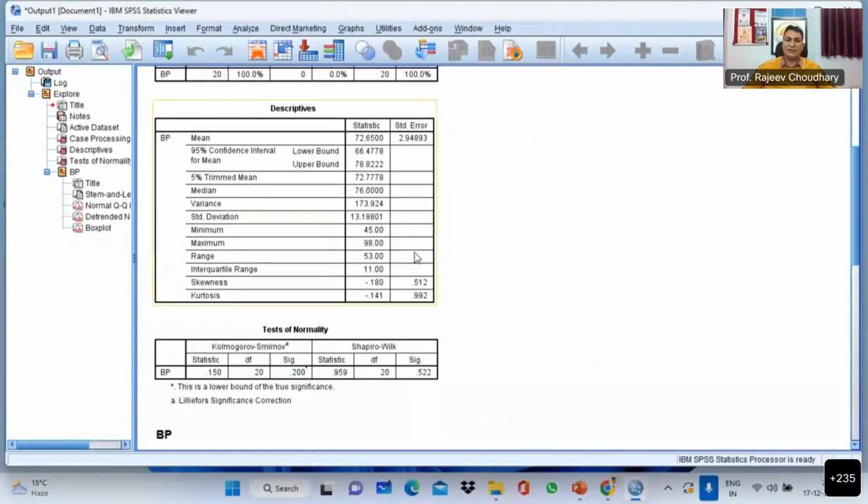See my cursor. See, the value of skewness is minus 0.18 and this is minus 0.14. Both the values are less than their respective standard errors, or we can say that since both the values are less than 1, or in between minus 1 to 1, yes, data is normally distributed. We can apply parametric.